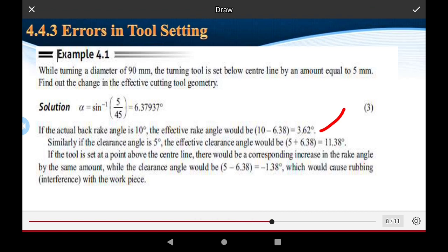And similarly, if the clearance angle is 5 degrees, then the effective clearance angle would be 5 minus 6.38. If the tool is set above the center line, there would be a corresponding increase in the rake angle by some amount, while the clearance angle would be 5 minus 6.38, the given value.